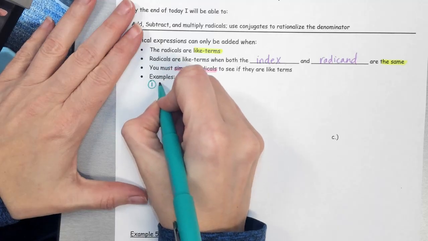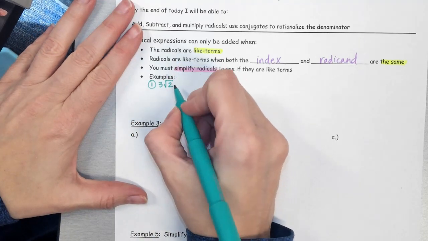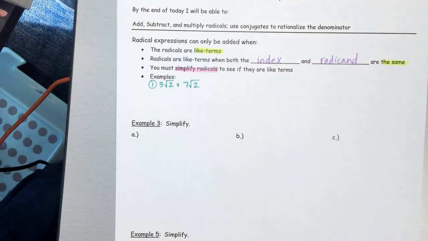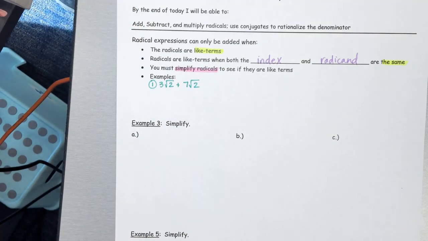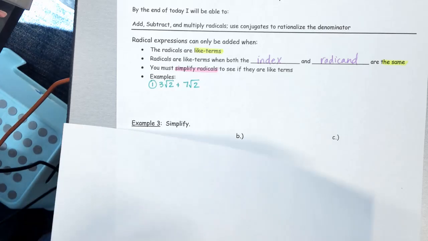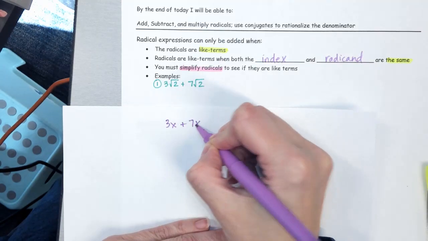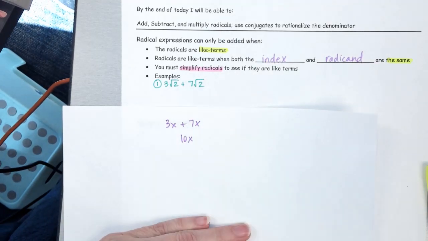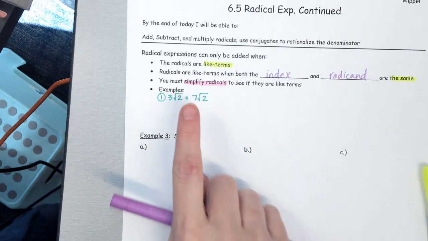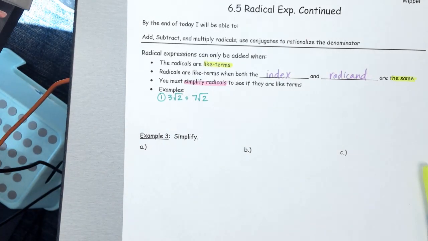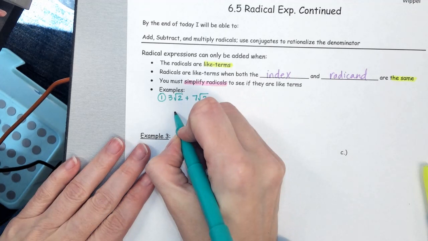Okay, so we're going to start with 3 root 2 plus 7 root 2. Okay, so when you are adding those together, it is very similar to adding when you have x's. If you had 3x plus 7x, what would that be? 10x. This is the same thing. You have the same index. What's the index for both of those? The index is 2, and then the radicand is the same. It's 2. So when that happens, all you have to do is add the numbers in front.